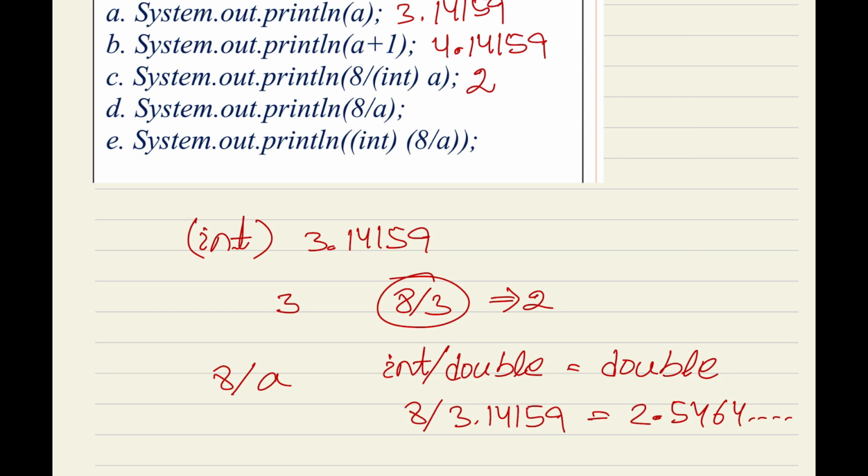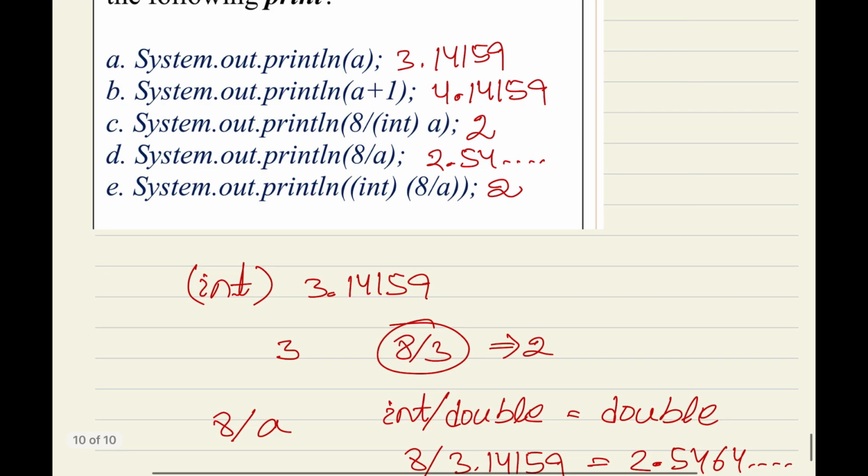Now the next question. It is 2.54 dot dot dot I am writing. Then int of 8 by a. First it computes 8 division a, then converts that to integer. That means remove the fractional part from this 8 division a. We are getting 8 division a is 2.54. If we remove the fractional part, we are going to get 2 here. I hope this one is clear to everyone.